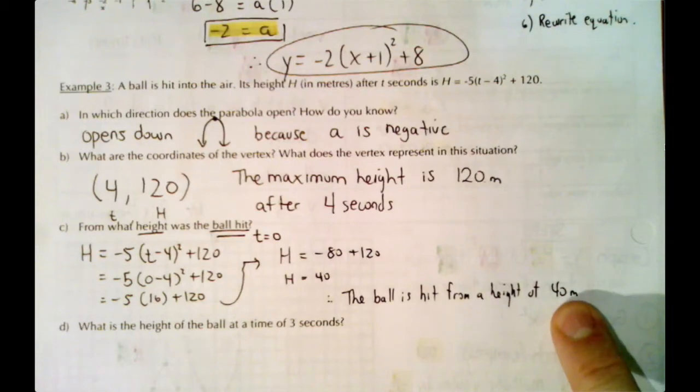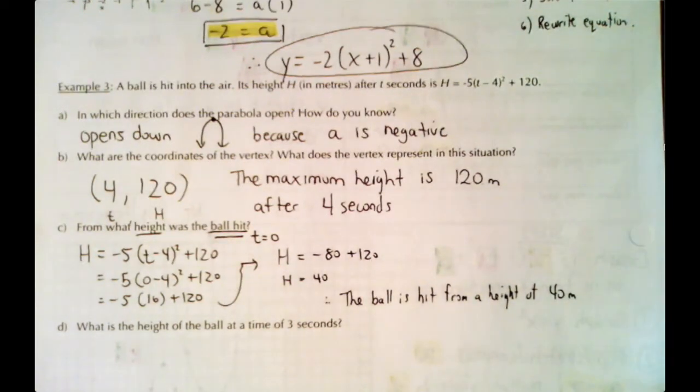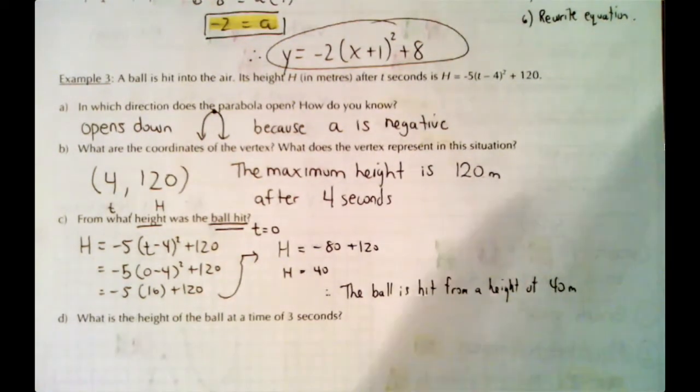It must have been hit off of an object, or maybe off of a cliff or something like that, and then it went up into the air, and then, wow, it wouldn't land. Well, I guess it would have to land at some point. Gravity.